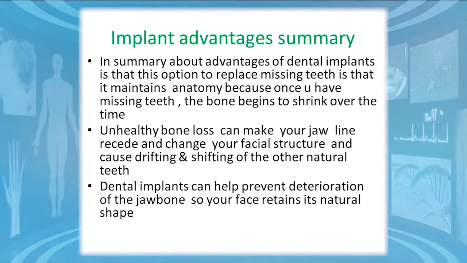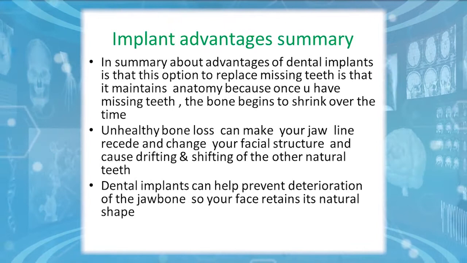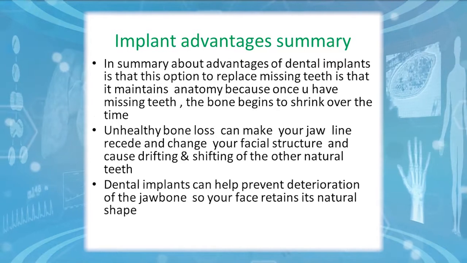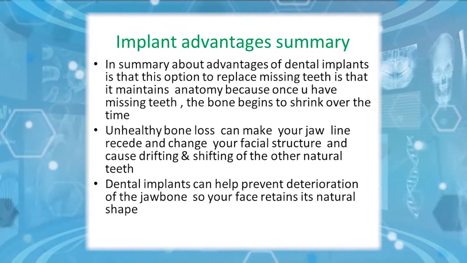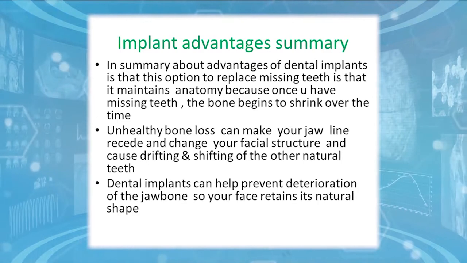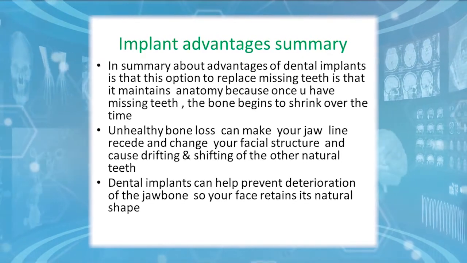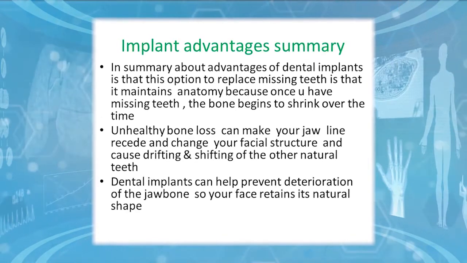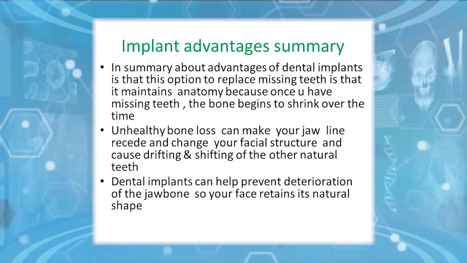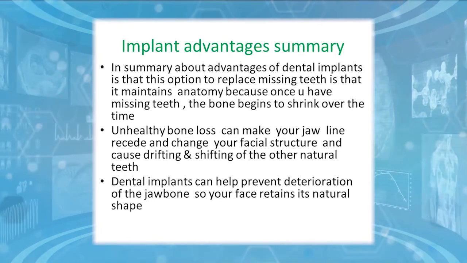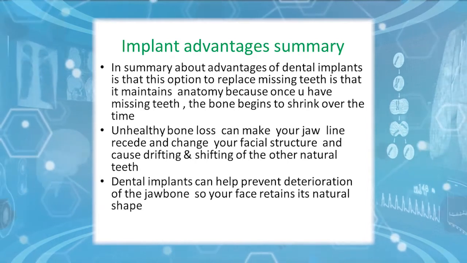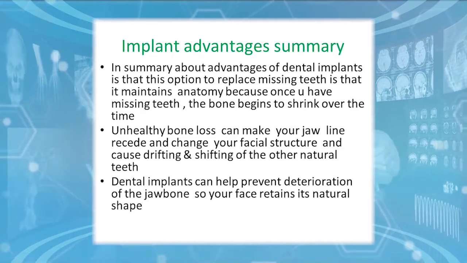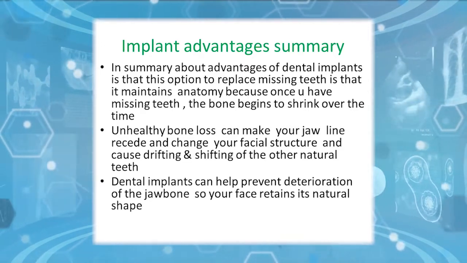In summary, the advantage of dental implants as an option to replace missing teeth in Rwanda or elsewhere in the world is that it maintains anatomy, because once you have missing teeth, the bone begins to shrink over time. Unhealthy bone loss can make your jawline recede, change your facial structure, and cause drifting and shifting of the other natural teeth. Dental implants can help prevent deterioration of the jawbone, so your face retains its natural shape.